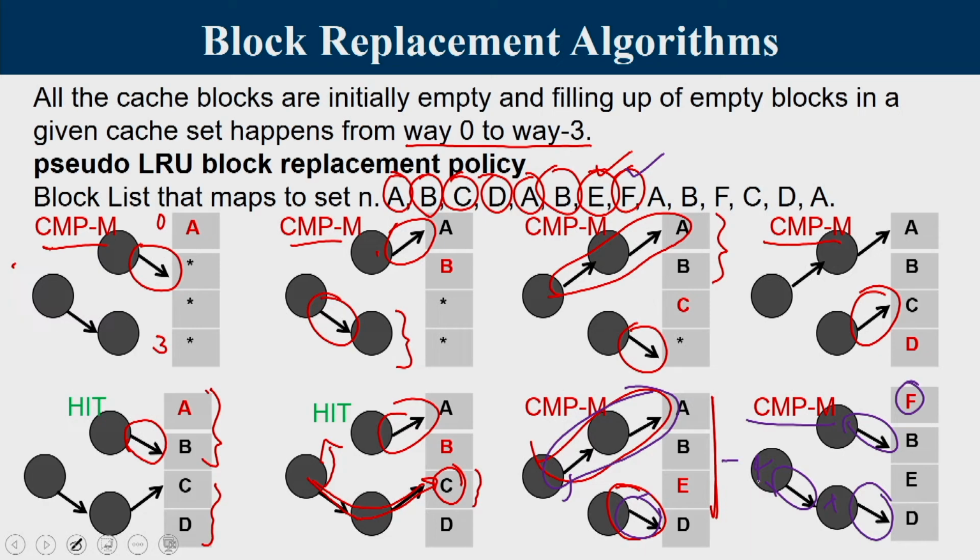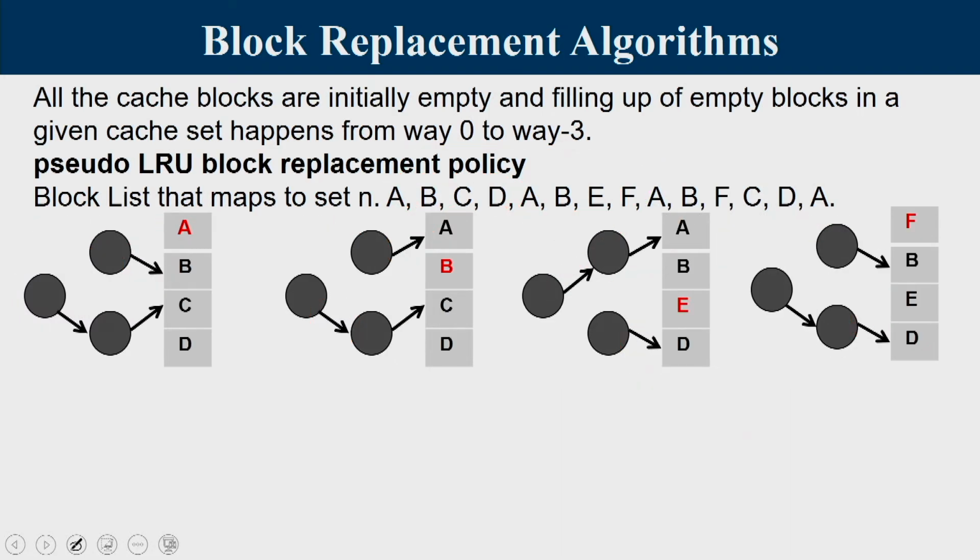So whatever we have seen, the first 8 block requests A, B, C, D, A, B, E, F, that has been covered. Since I am moving into the very next slide, whatever we completed till now, this particular row will come up. So this is what we have completed till now. That is the position of the status at the end of F. So this much is covered now.